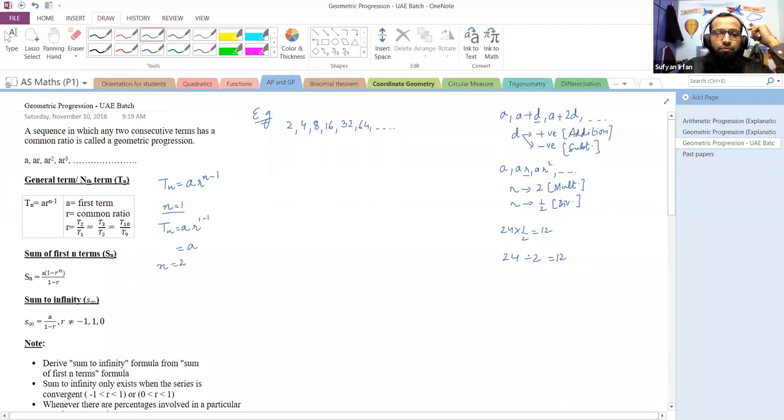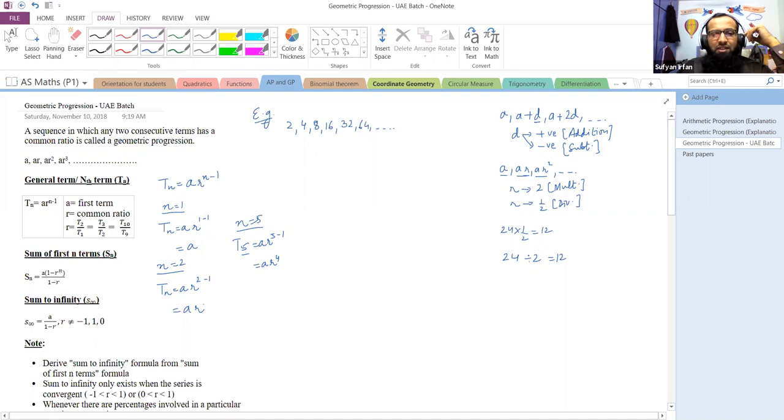If N is 2, then the term is AR power 2 minus 1, and we'll be getting AR. So we can see the first term is A, the second term is AR, the third term is AR square, the fourth term is AR cube. And if we are going to find the fifth term directly, then the formula for the fifth term would be AR power 5 minus 1, which means AR power 4. So for the fifth term, the power is 4.